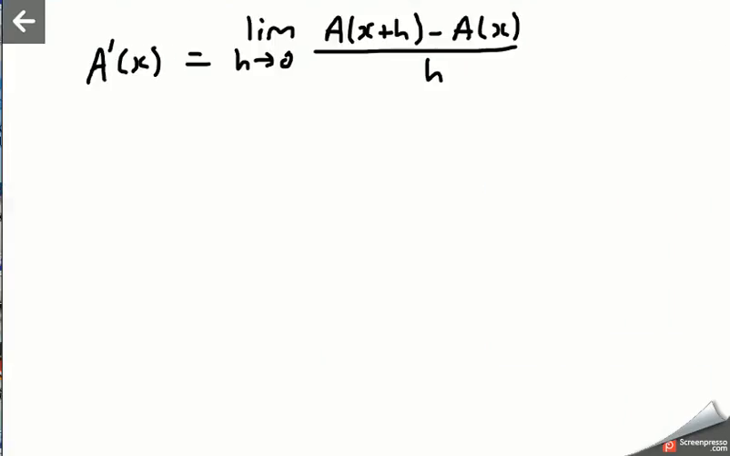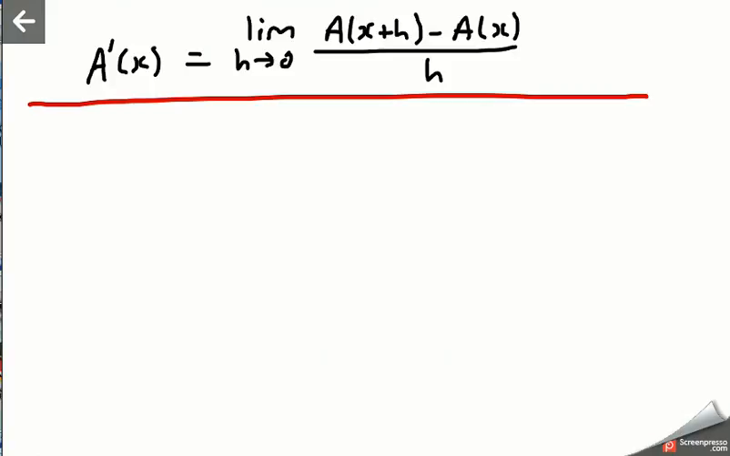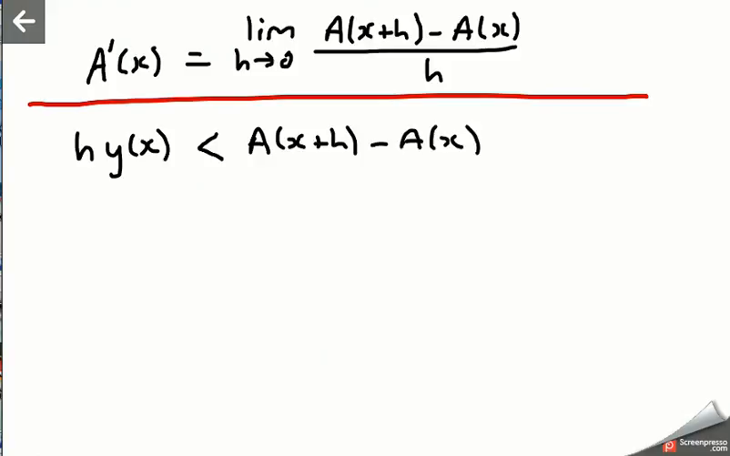So what we have is that, for any h bigger than 0, h times y of x is less than A of x plus h minus A of x, which is less than h times y of x plus h.